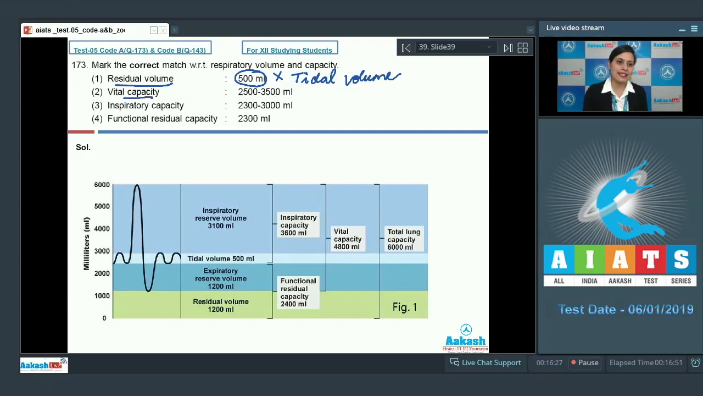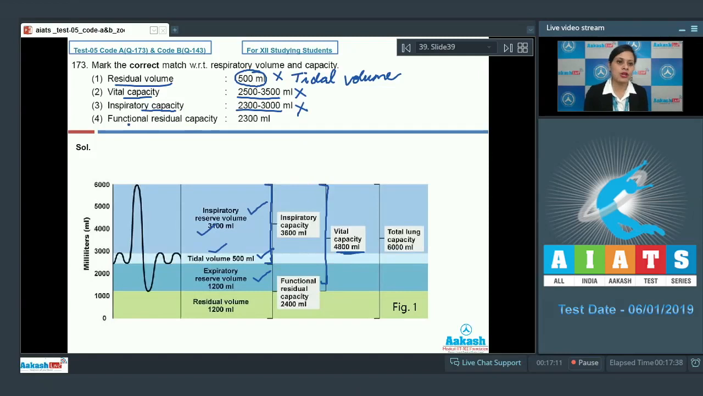The next option given is vital capacity, and the match given is 2500 to 3500 ml. And this is an incorrect match. Why? Because as you can see here, the vital capacity, which consists of inspiratory reserve volume, tidal volume as well as expiratory reserve volume, is near about 4800 ml. The next option given is inspiratory capacity, and the match given is 2300 to 3000 ml. And this is also an incorrect match because inspiratory capacity consists of inspiratory reserve volume and tidal volume, and it is near about 3600 to 3800 ml.